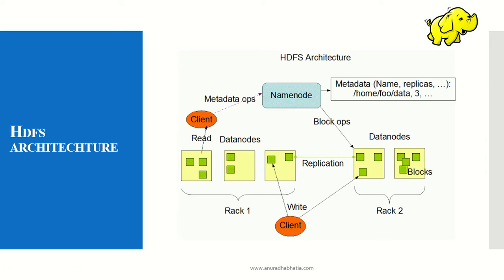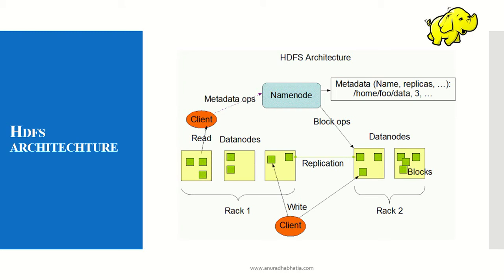The name node has operations such as opening, closing, and renaming of files and directories. Whereas the data node over here has an operation called read from the client and write from the client. So the data node has the operations read and write required from the client.